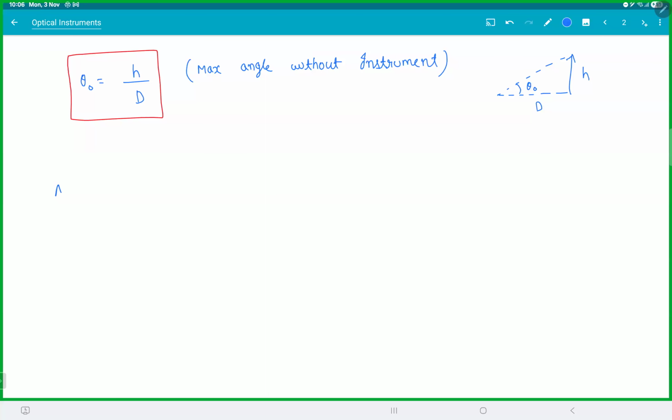And we define angular magnification. When you use optical instruments, the magnification is studied in terms of angles. So this angular magnification M is given by theta by theta naught, where theta is the angle with the instrument, divided by the angle without the instrument.